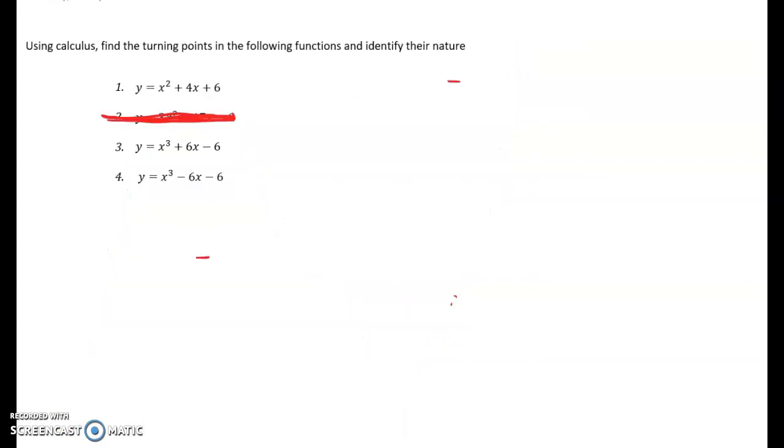Right, let's look at 3 examples. So I've crossed out number 2 because it had really stupid numbers in it, but numbers 1, 3, and 4 should show you how to do this. So I'm going to work through number 1, and I've said here using calculus.